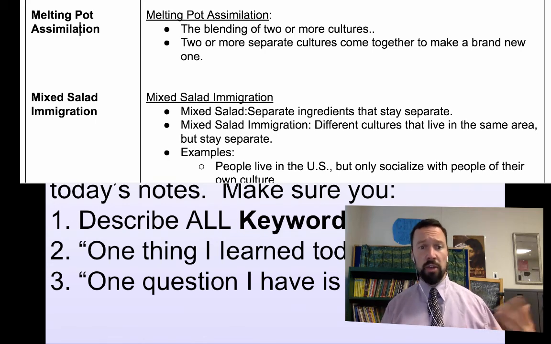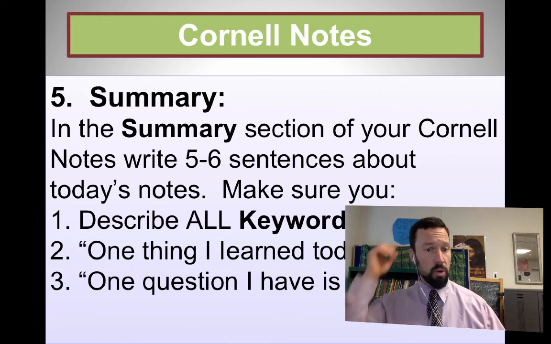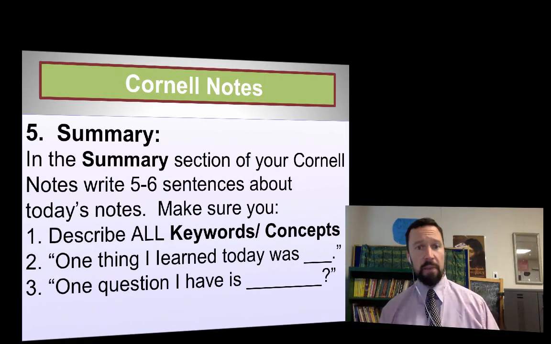And so make sure that you're doing your summary right here. A good Cornell Notes summary. It's the same as the last one. You're describing all keywords and concepts. You're using those number 2 and number 3. One thing I learned today was blank, and make that long. One question I have is blank.